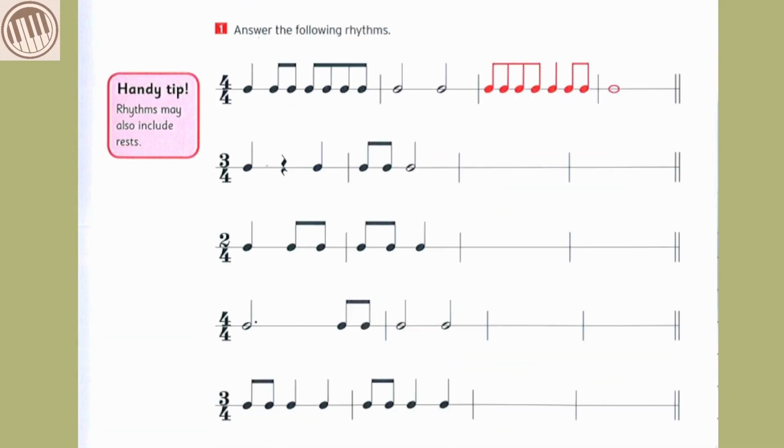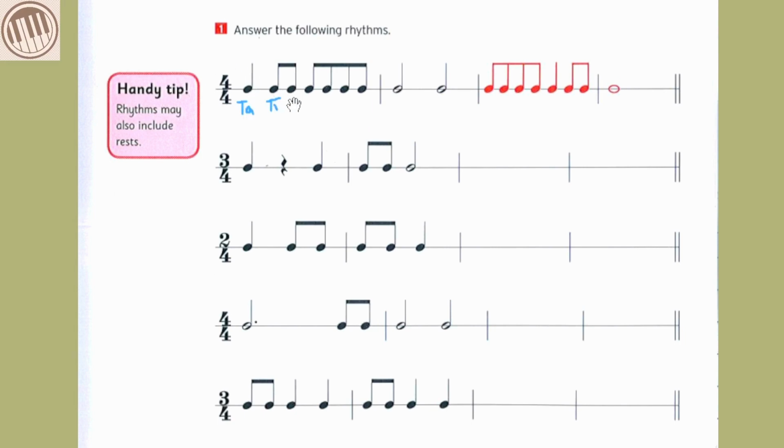Let's take a look at question 1. Answer the following rhythms. So you're given 2 bars in your question, and you're supposed to write the next 2 bars with your rhythm. Okay, so let's take a look at the example here and clap this rhythm.